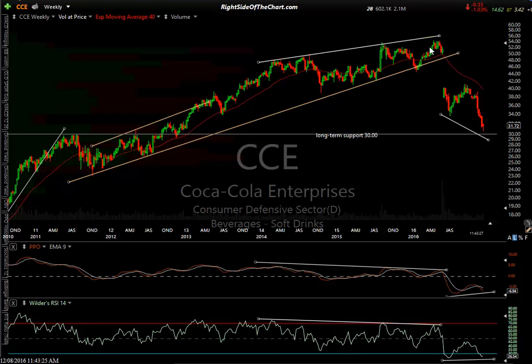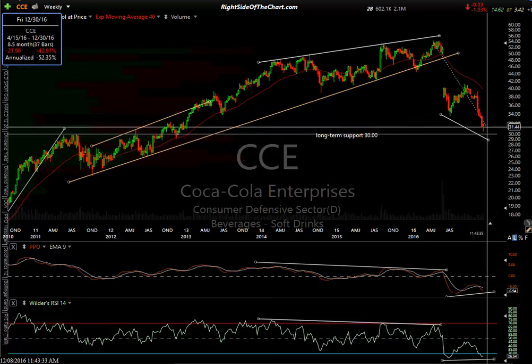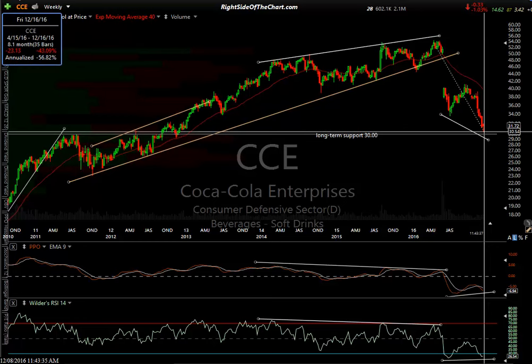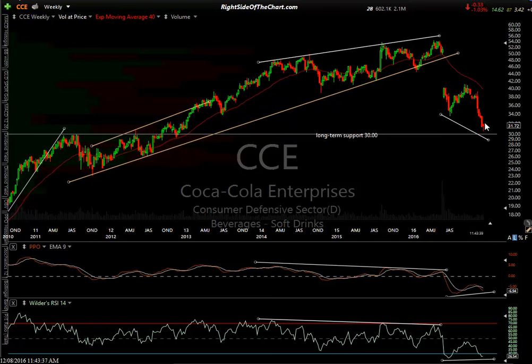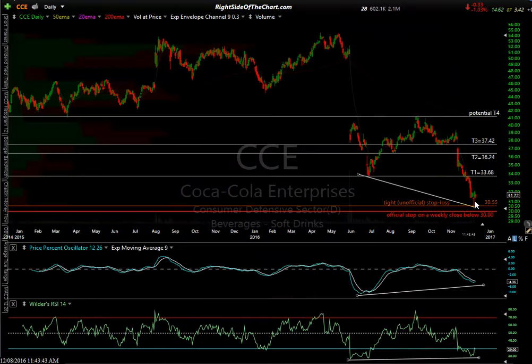So on CCE, you can see here, this one's fallen down, I think 45% or so in the last, let's see, about 8 months or so. The stock has been almost cut in half. So certainly a falling knife, but the case was made. I won't spend too much time with it here. You had this beautiful dragonfly doji right on the long-term support I just showed you, or just above it.